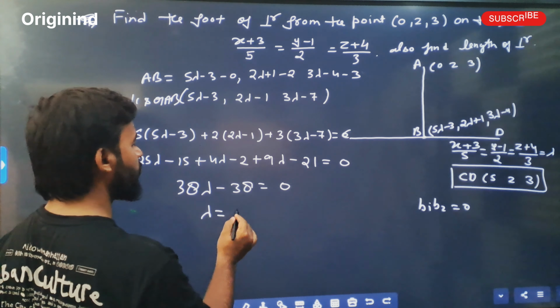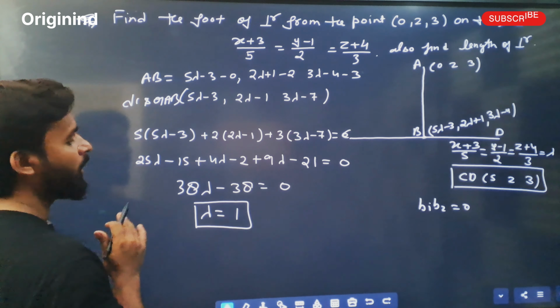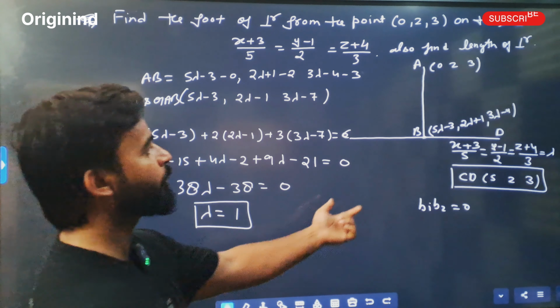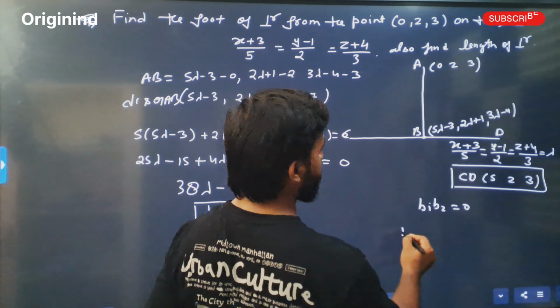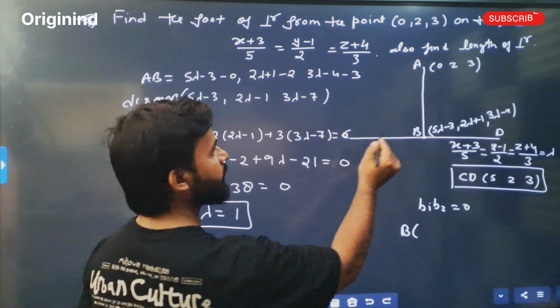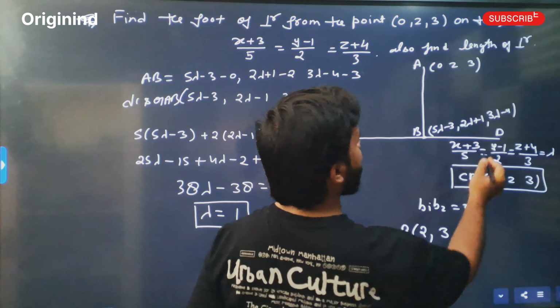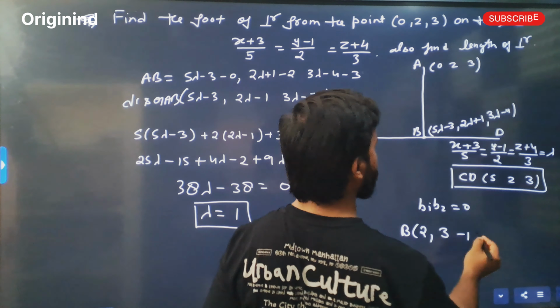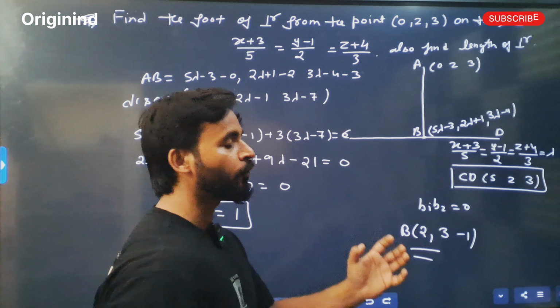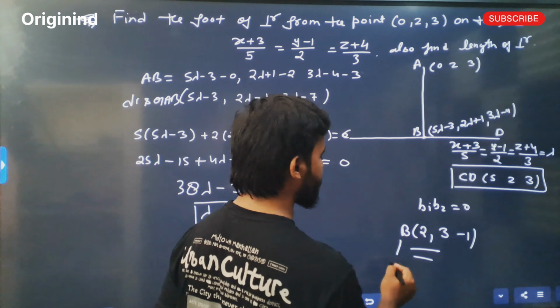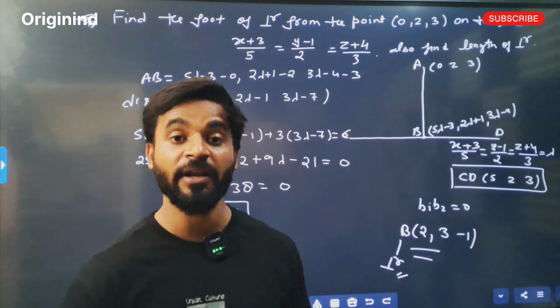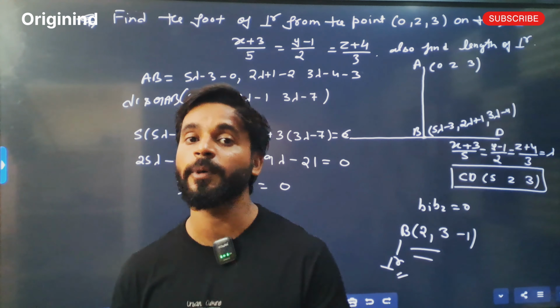So now lambda is equal to 1. Now put the value of lambda in point B. When you put lambda equal to 1, you get 2, lambda plus 1 that is 3, and 3 minus 4 is minus 1. So this point is the foot of perpendicular. Always remember guys, this point is the foot of perpendicular.